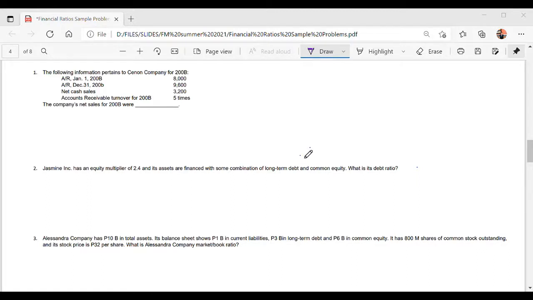Okay. So how much would be the net sales? Remember, the net sales is not only composed of your cash sales, but would also include your credit sales. Okay, so how do we get the credit sales portion? Okay, so you can use here the formula for the, what formula can we use here in the problem to solve for the credit sales?